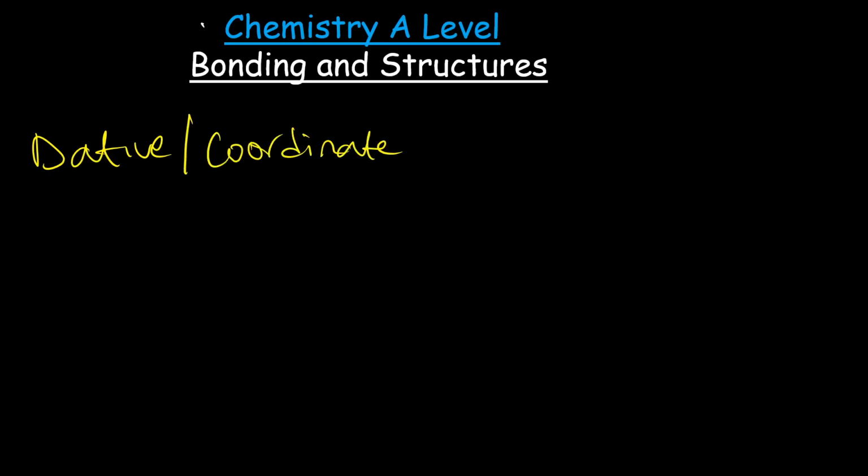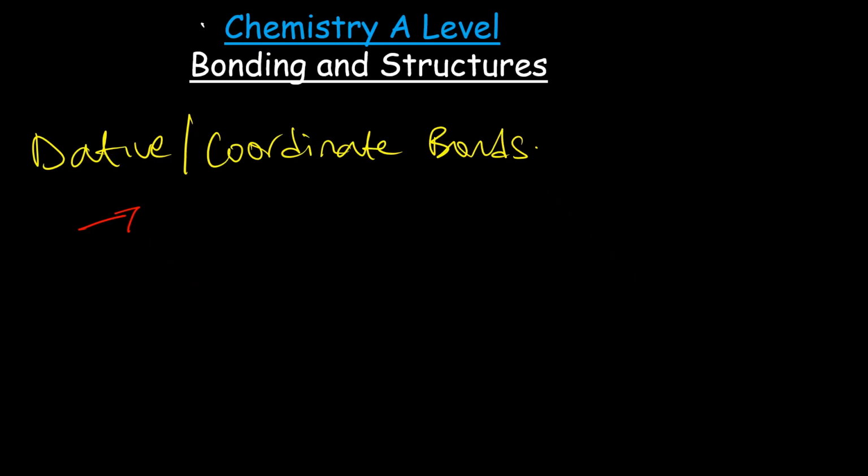So let's look at the dative or coordinate bond. So this kind of bond is formed when both of the electrons in the shared pair are supplied from a single atom, right? So it is usually indicated using an arrow, okay? An example of this kind of bond can be found in ammonia.